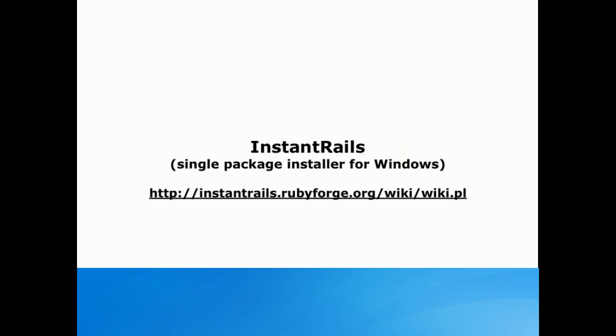There's a single package installer for Windows called Instant Rails, and by just running this one installer, you can get everything that you need to get up and running. Instant Rails includes Ruby, Rails, MySQL, and all the connecting parts that you're going to need, as well as the WEBrick web server.